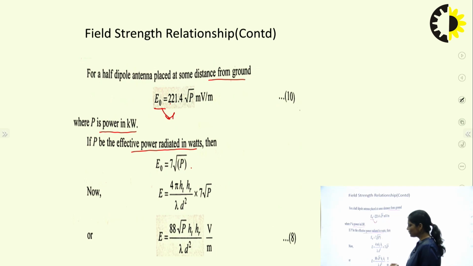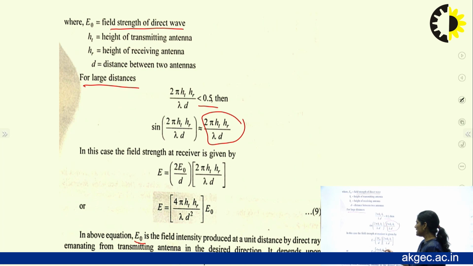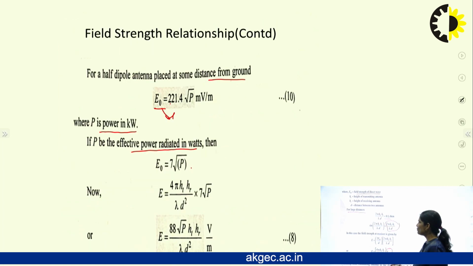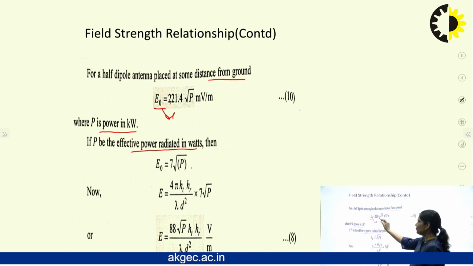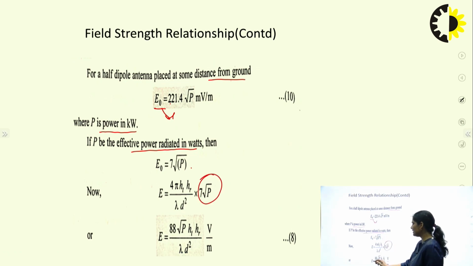So E0 you can put in the previous equation, that E is equal to 4 pi HT HR upon lambda D square. So here put the value of E0, that is equal to 2 into 1.4 under root P, and that is equal to 7 under root P. So put this value of E0 and you will get E is equal to 82 under root P HT HR upon lambda D square volt per meter.